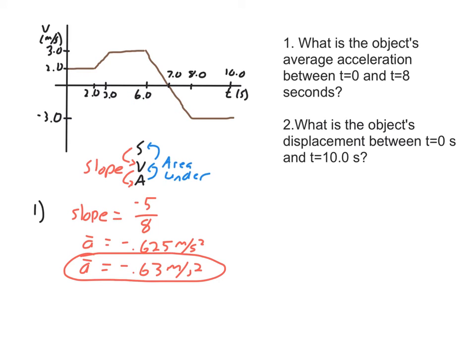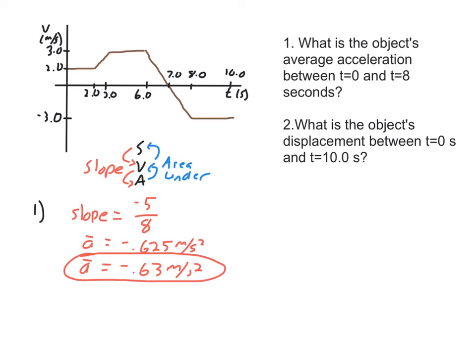All right, number 2 I'm going to do relatively quickly, but I wanted to show this because I wanted to show one that has a lot of different pieces. Number 2, what is the object's displacement between t equals 0 and t equals 10? So step 1, identify what type of graph I have. I have a velocity time graph. Step 2, after I put my finger there on the v, see what we're looking for. We're looking for the displacement.